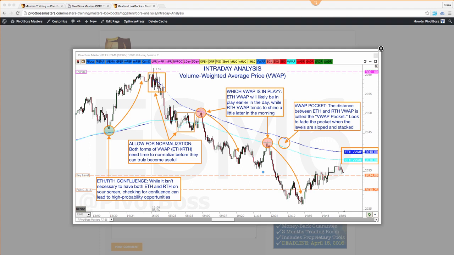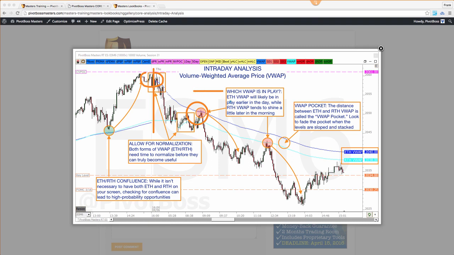So you have to know, regardless of the calculation you're using, whether it's ETH or RTH, you can't just start trading VWAP 2 minutes after it starts to print. It takes at least 30 minutes for it to start normalizing. That's why I say that since ETH VWAP is in play from the previous session's close, it's usually going to be in play earlier in the day.